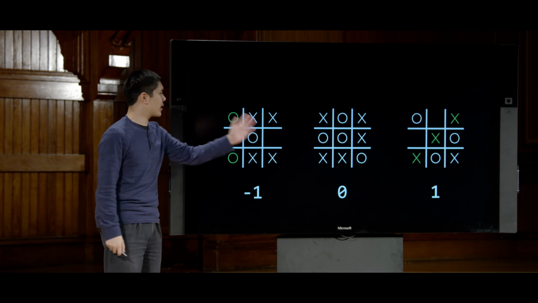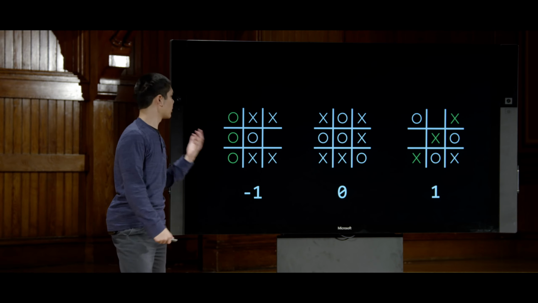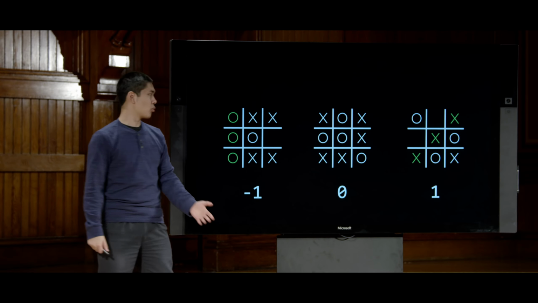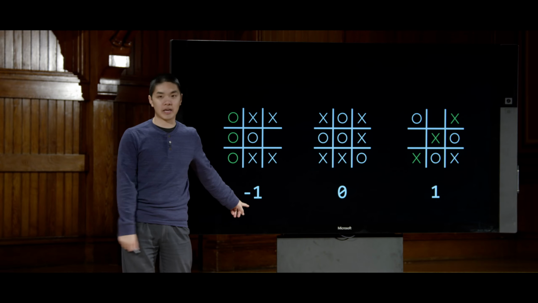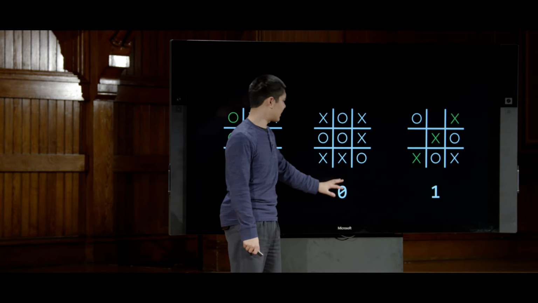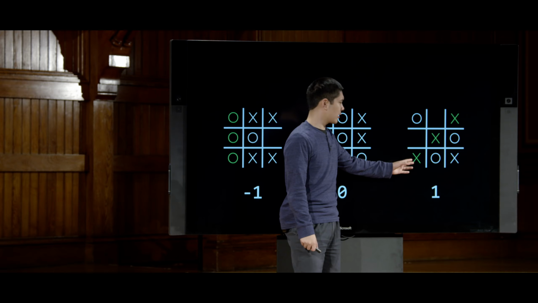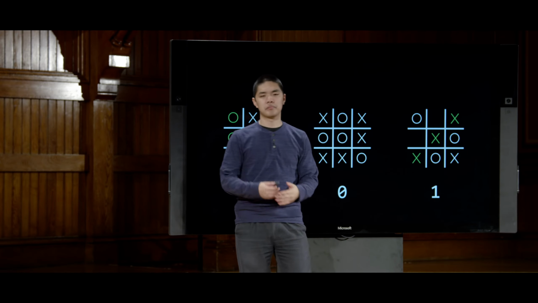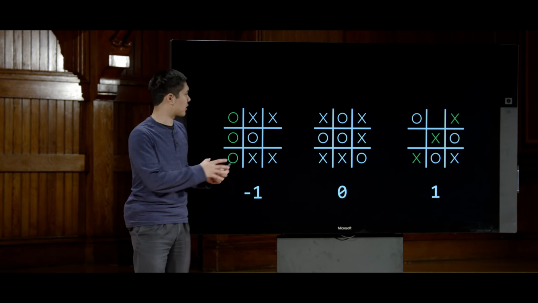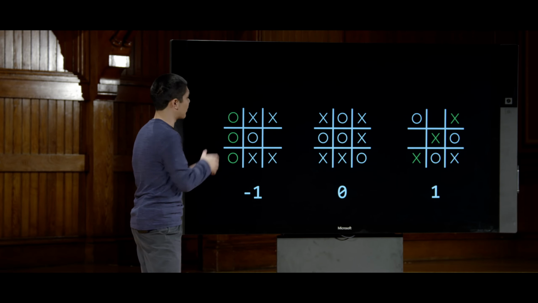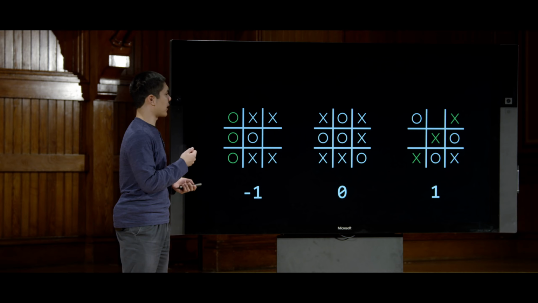And for now, let's go ahead and assign each of these possible outcomes a different value. We'll say O winning, that'll have a value of -1. Nobody winning, that'll have a value of 0. And X winning, that will have a value of 1. So we've just assigned numbers to each of these 3 possible outcomes. And now we have 2 players. We have the X player and the O player.